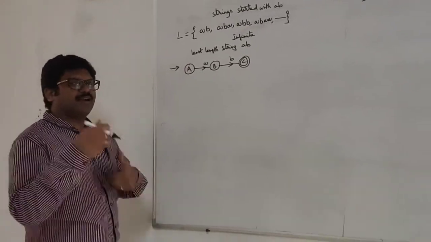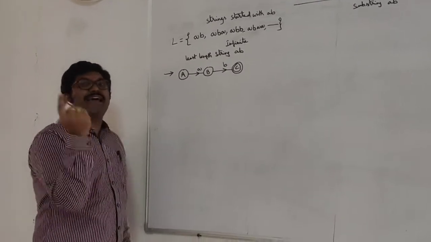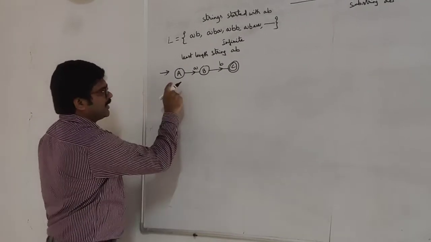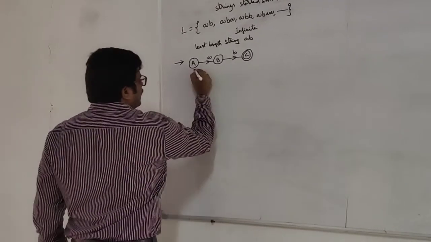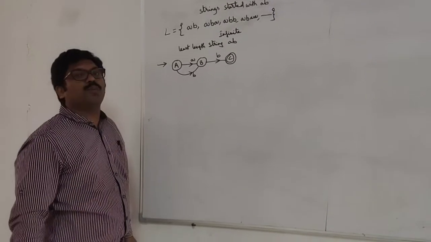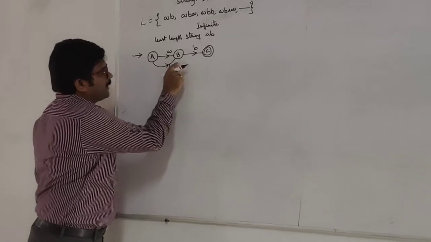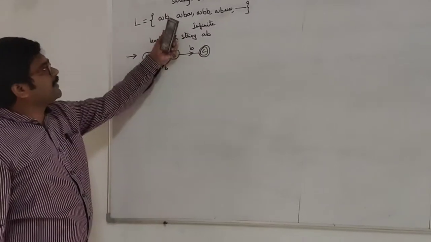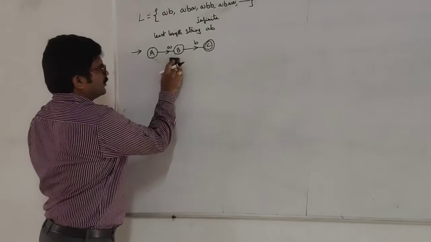Then, as I said, move on to the next step. What is the next step? Try to give a transition with the available states. For example, if I give a transition like this, again there is a problem. What problem? If you have a transition like this, then you are accepting b, but the string b is not available in my language. Therefore, I cannot give this transition here.